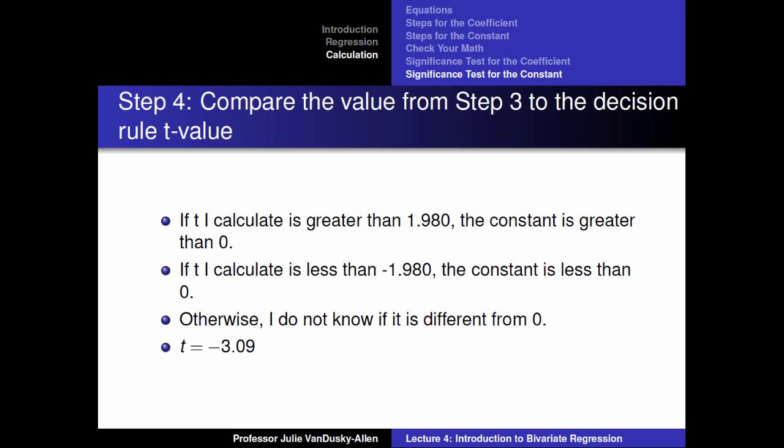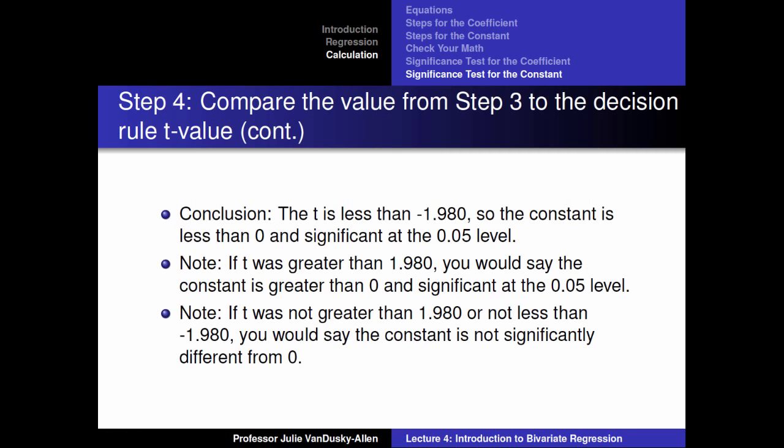Recall that our decision rule was: if the t I calculate is greater than 1.980, the constant is greater than 0. If the t I calculate is less than negative 1.980, the constant is less than 0. Otherwise, I do not know if it is different from 0. T equals negative 3.09, so the t is less than negative 1.980, so the constant is less than 0 and significant at the 0.05 level.